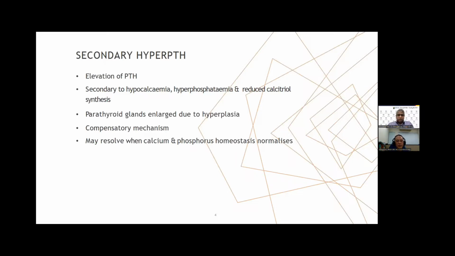As a result, the parathyroid glands enlarge because they need to produce more PTH. Most of the time, the initial enlargement is due to hyperplasia, and it's a compensatory mechanism in response to the hypocalcemia and hyperphosphatemia. This condition may resolve when calcium and phosphorus homeostasis normalizes, as when the patient receives a renal transplant. So it is not irreversible. Secondary hyperparathyroidism can be reversed, and if the patient gets a renal transplant, all these changes can reverse.